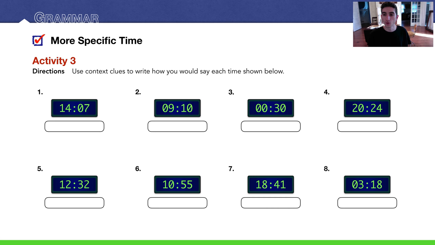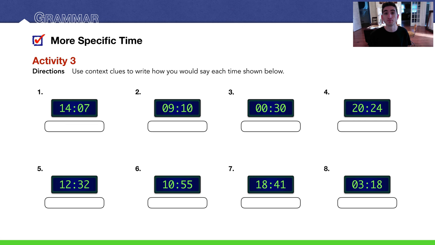Right. Number 4 is 8:24 in the PM. 午後8時24分. Number 5, 12:32. 12時32分. And this is 午後, right? 午後12時32分. Number 6, 10:55 in the morning. 午前10時55分. Number 7 is 6:41 in the PM.